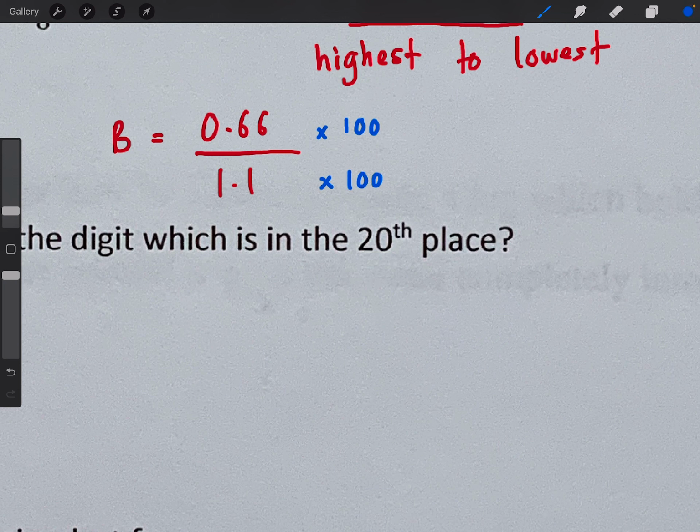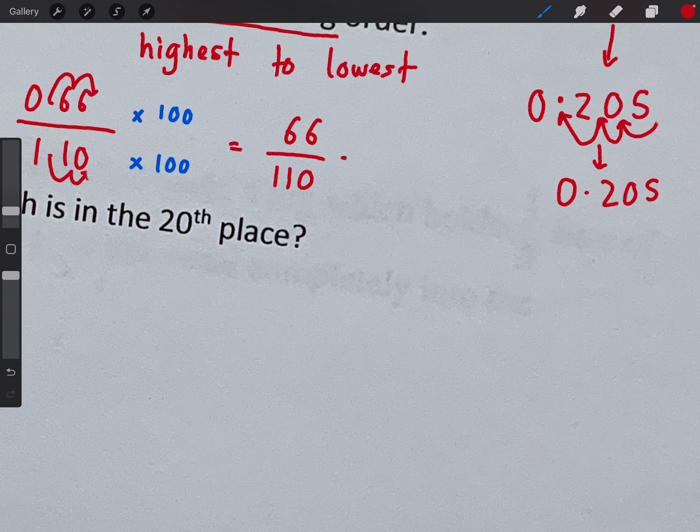Okay, so when you times it by 100, you're going to get what? 66 over 110. Okay, decimal. So imagine there's a bunch of zeros there. You times it by 100. This one goes 1 twice, so you get 66. This one goes 1 twice, and you get 110. Because decimal place is right there now. Okay. All right. Now we simplify this.